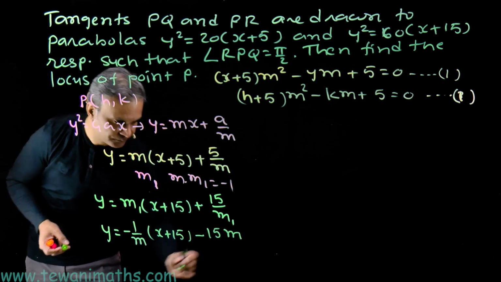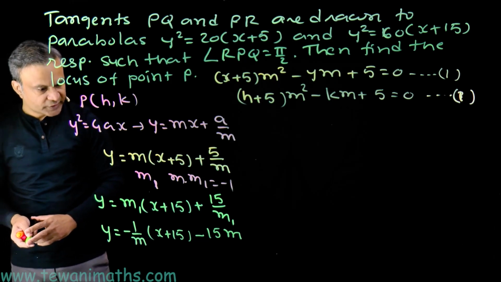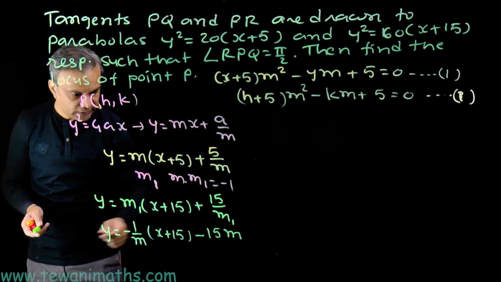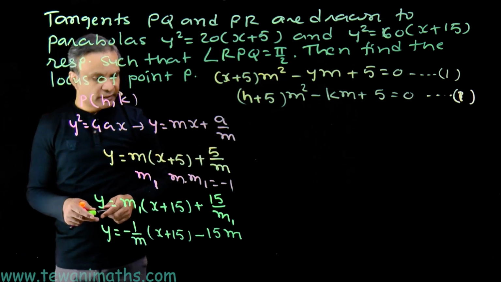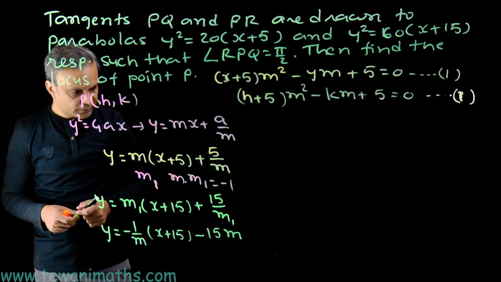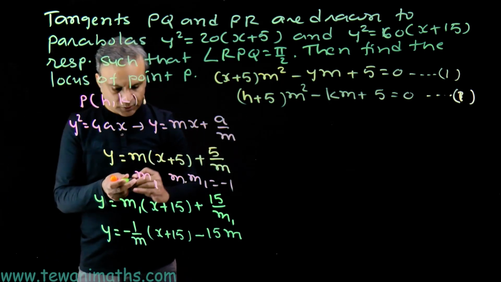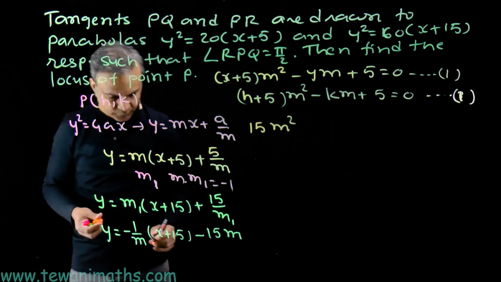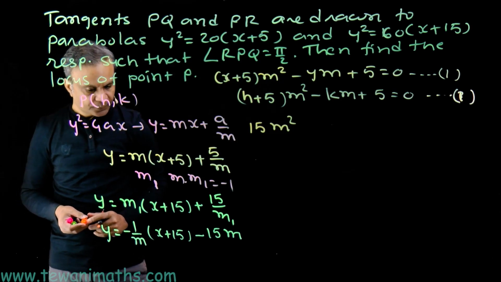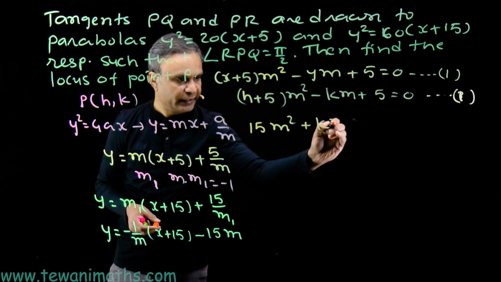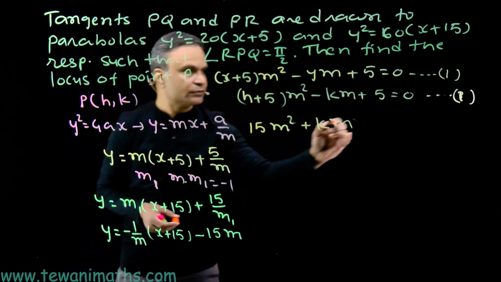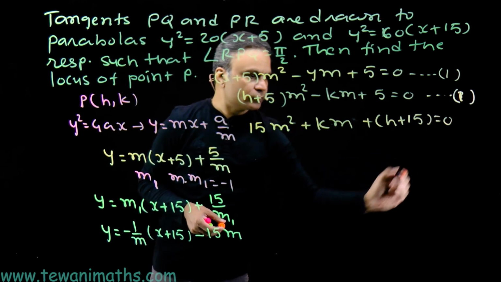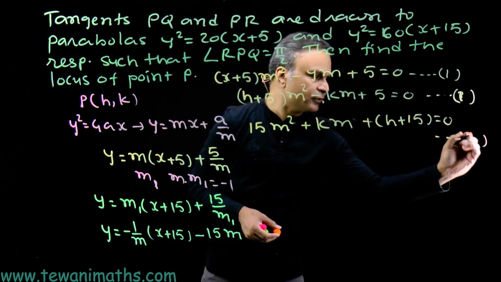So the equation will be y is equal to -1 over m into x plus 15 minus 15m. Now we multiply both sides by m, collect all the terms on one side and replace x with h and y with k. We get one more equation in h and k, that is 15 m square plus km plus h plus 15 is equal to 0. This is equation number 2.